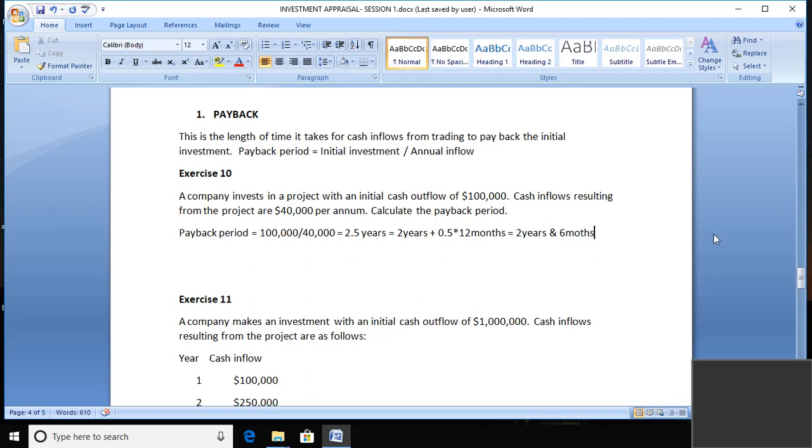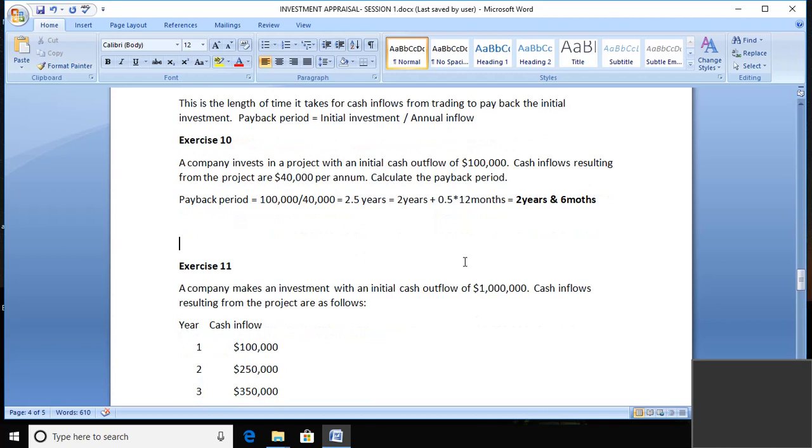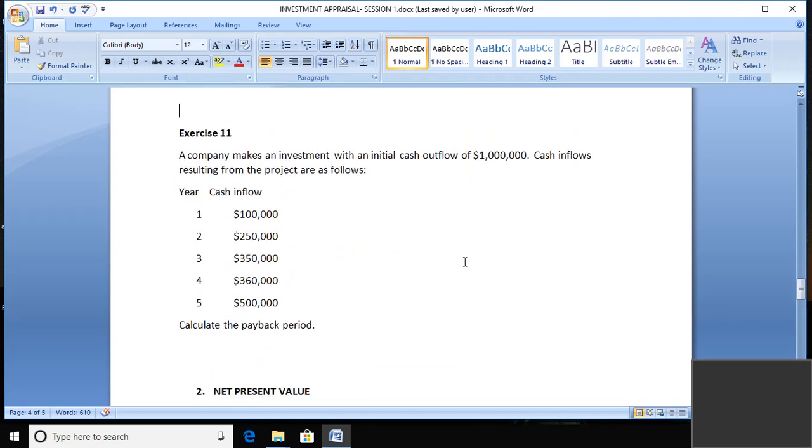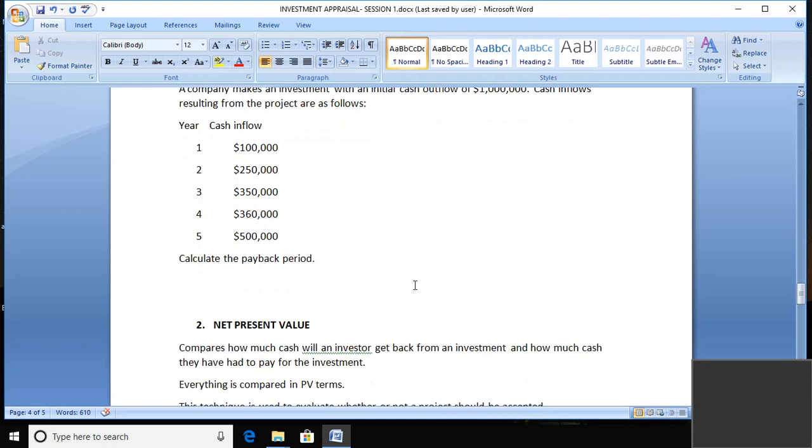The 6 months is the 50% of the third year. That's how you can calculate payback period, having been given the initial cash outflow and the annual net cash flows. Now let's look at another, a little bit more comprehensive example of the payback period.